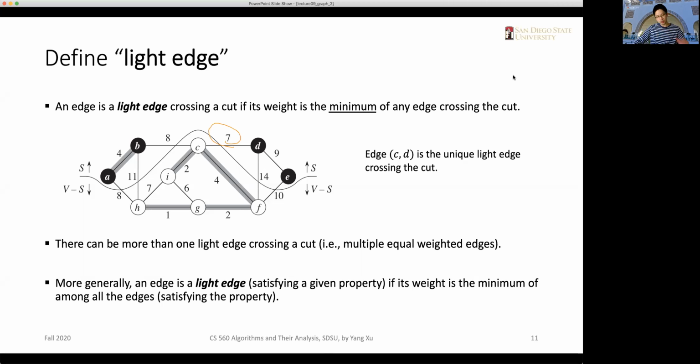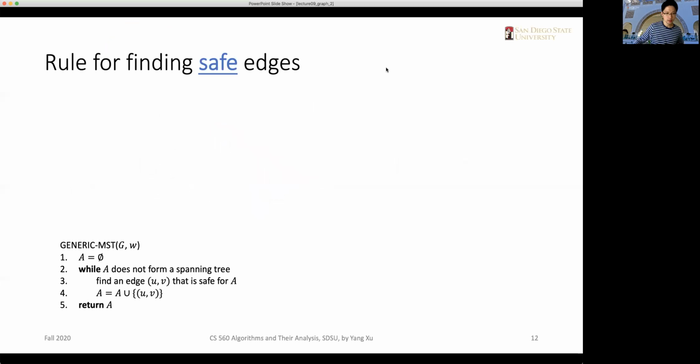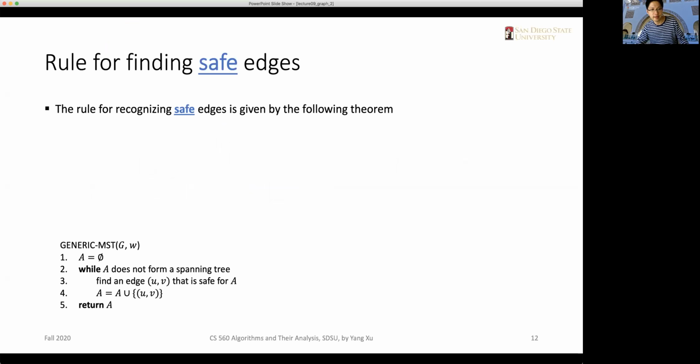I think the most important thing is to remember the original meaning of the word light. Because it is light, it must be the edge that has the minimal weight among all the edges that satisfy some properties. I think it's quite straightforward to memorize. Given all this bunch of notations, we can use them to define the rules to find the safe edges. Let's go back to the generic minimum spanning tree algorithm pasted here.